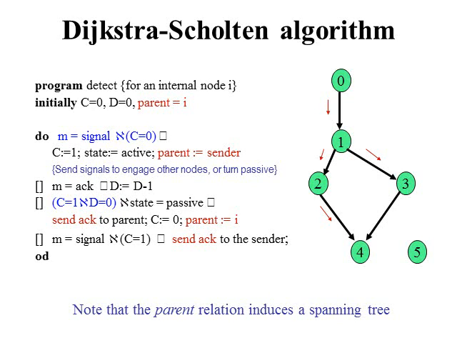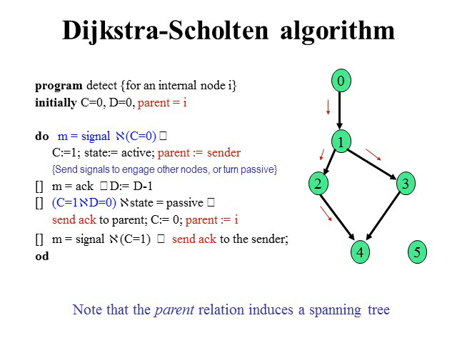So if this is the first message that is received, the first time it received a signal, then it's going to set the sender as its parent. But if the value of c equals 1, that means it had already received a signal along that incoming edge, then it's going to simply send an acknowledgement to the sender. It is not going to set the sender as its parent.